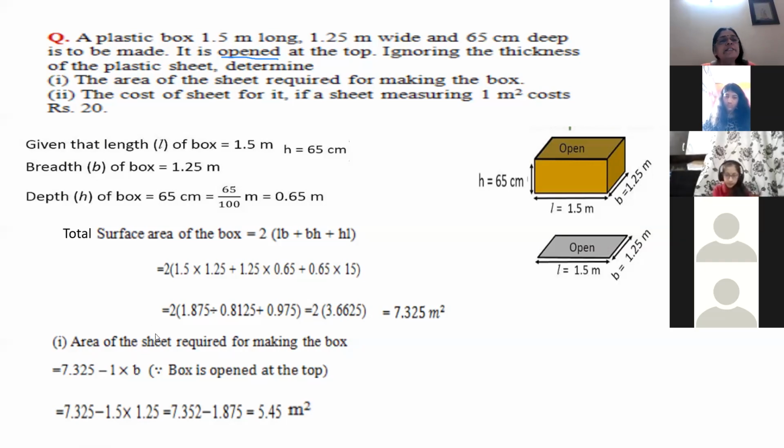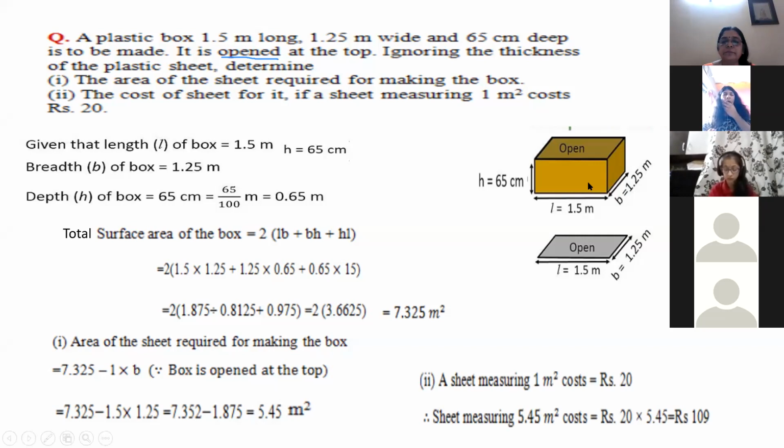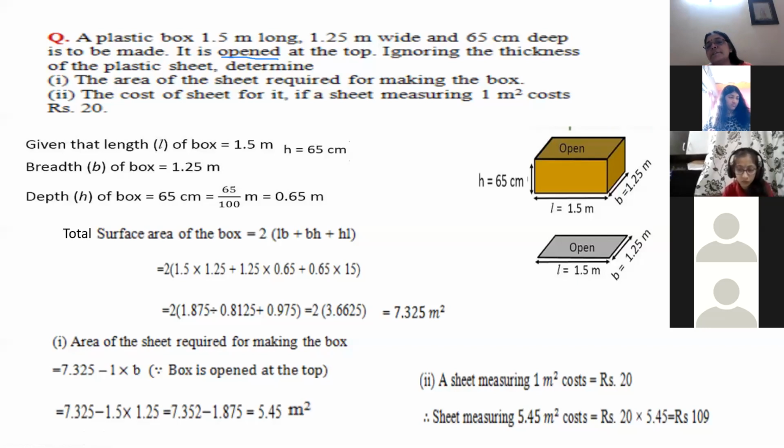Now, what else we have to find in the second question? The cost of sheet for it. If the sheet measuring 1 meter square costs rupees 20. तो 1 meter square का cost होता है 20 rupees. और हमारे पास कितना टोटल एरिया है? 5.45 meter square. A sheet measuring 1 meter square is rupees 20. Therefore, 5.45 meters square cost 20 into 5.45, and that is rupees 109.